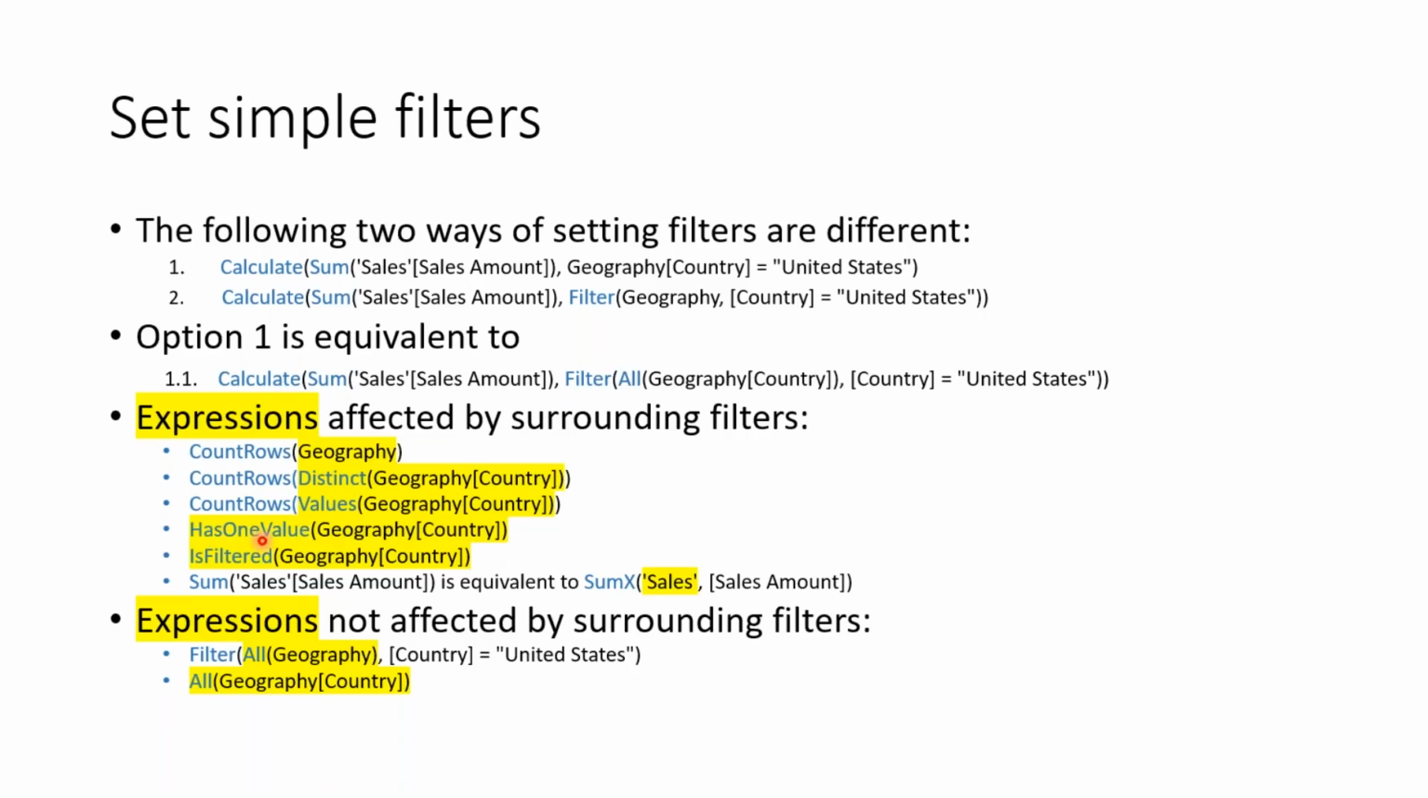Here's another very common DAX expression, has one value, geography country. It literally means after you apply the filters to the geography table, get the list of distinct countries to see if there's exactly one country left after the filters are applied. The is filtered function of a column name means, do I have a filter directly on this column? It's basically a way for you to detect whether there is a direct filter on this column.